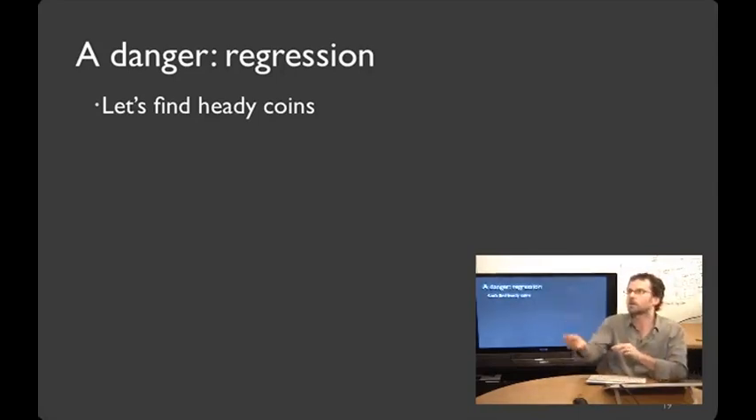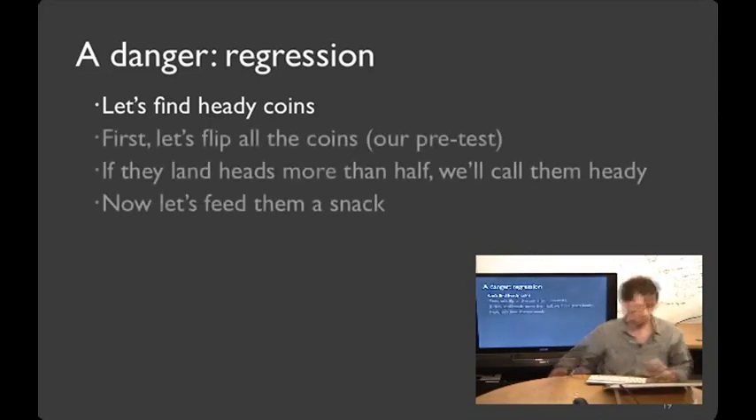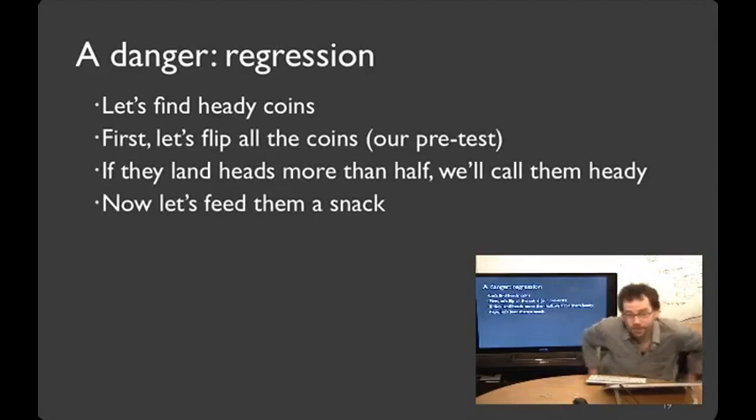Tails. Tails. That one's tails. Heads. And tails. So we have 3 coins that had a heady tendency and 3 coins that had a taily tendency. Now we can feed them a snack so we can get a bagel.